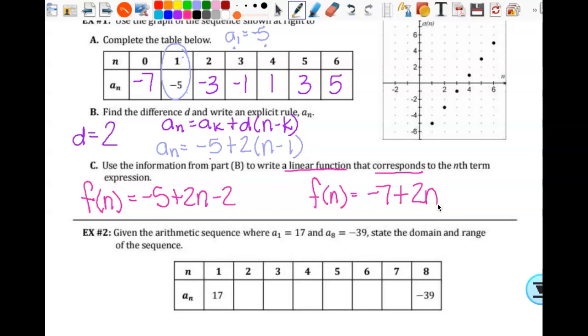So this is considered subscript notation. This is considered function notation. But they're kind of representing the same thing.